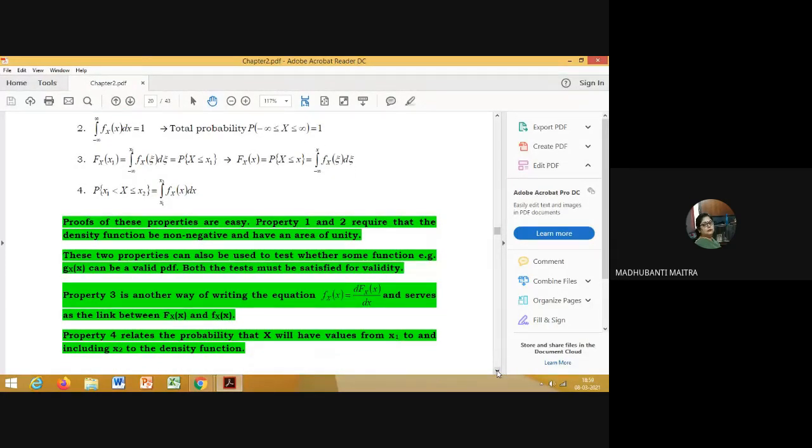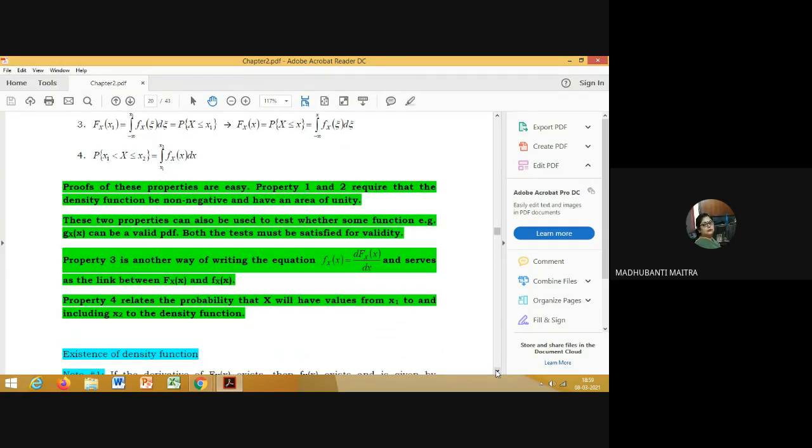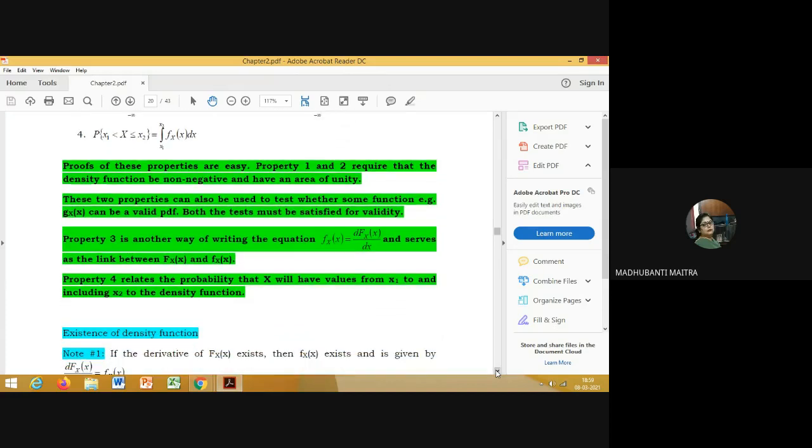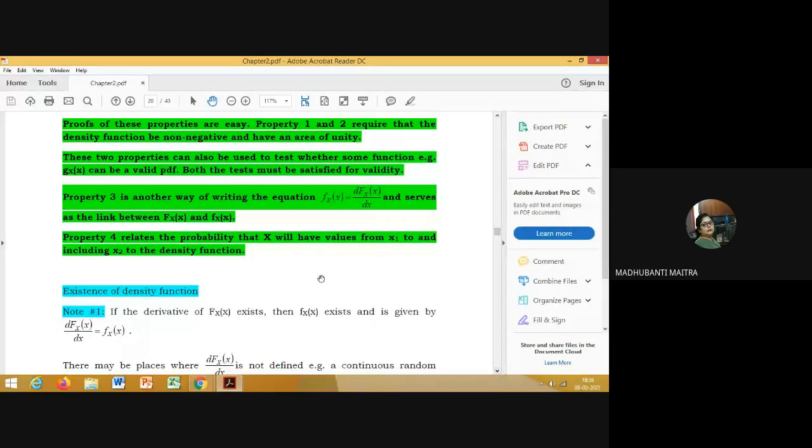And also we have discussed for distribution function, the properties were listed, and properties 1, 2, 4 and 6 were important, and we'll have to test all those properties to find out whether a function of x is a valid distribution function or not. And property 3, as I said, is a different way of representing this particular equation. Property 4 relates the probability that x will have values from x1 to x2 including x2.